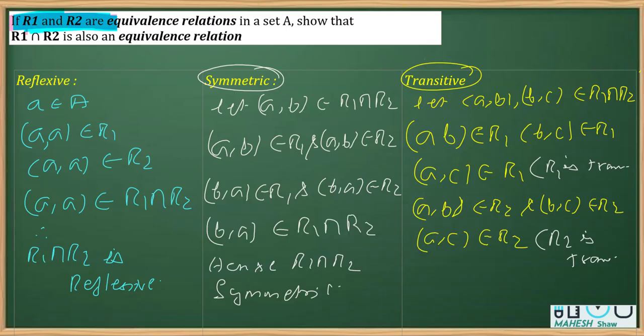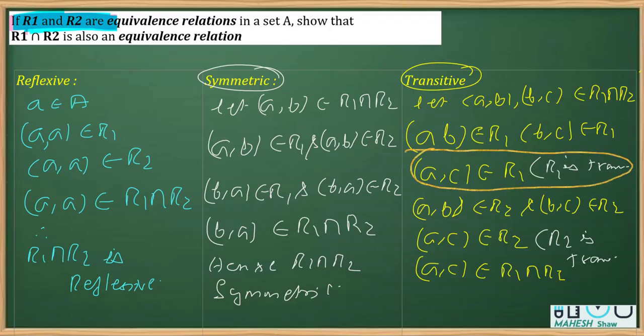Now, what we can conclude here is that since R1 and R2 are transitive, (a, c) also belongs to R1 intersection R2. From here, what you see is that (a, c) belongs to R1 and (a, c) belongs to R2, which implies (a, c) belongs to R1 as well as R2.